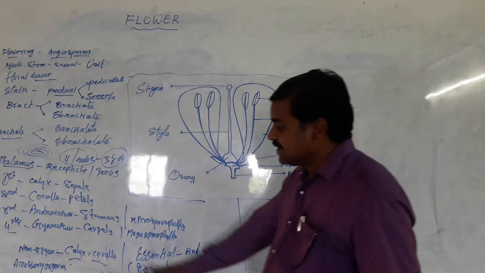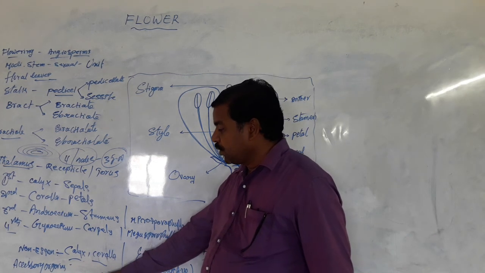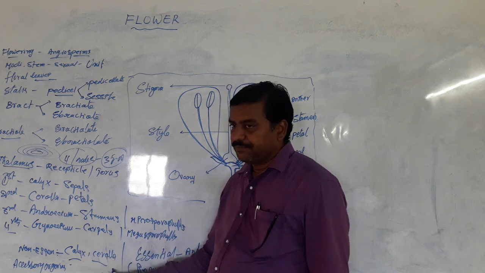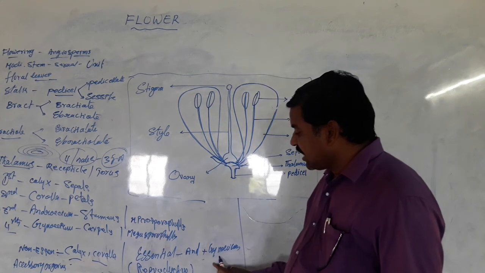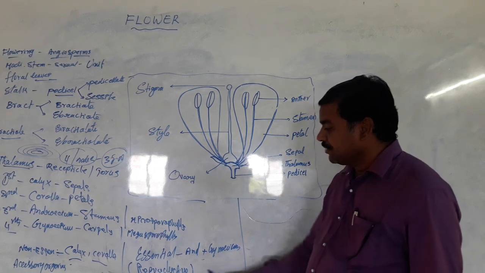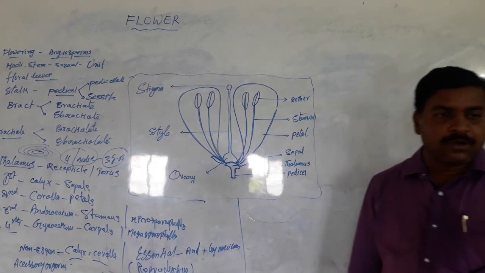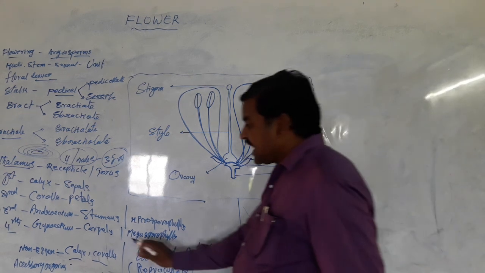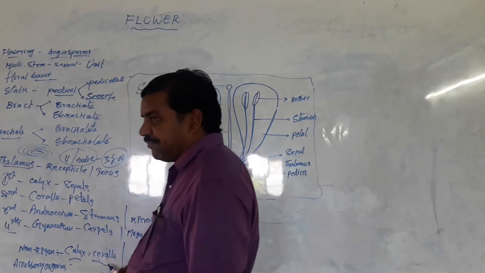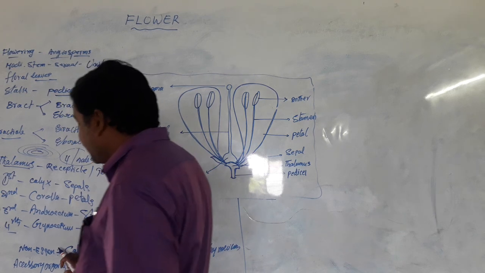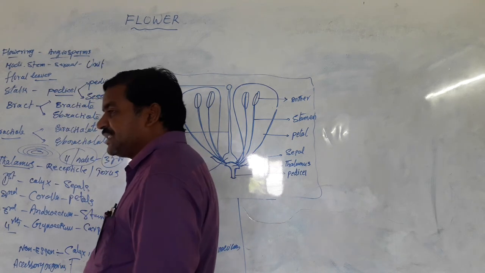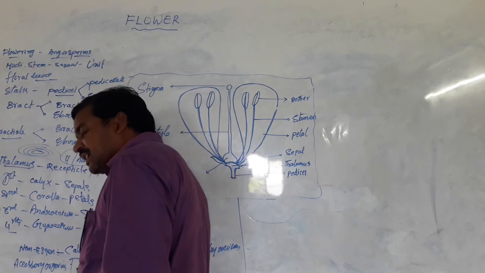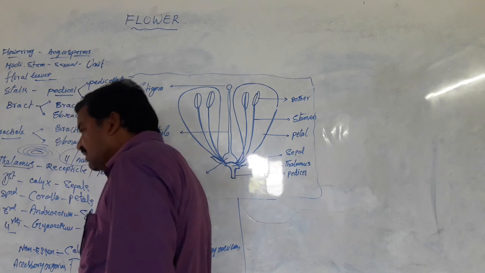One non-essential accessory, calyx and corolla. At the same time, essential organs androecium and gynoecium are considered reproductive organs. At the same time, these types of calyx and corolla, which are considered non-essential organs and accessory organs, that is also considered as perianth.